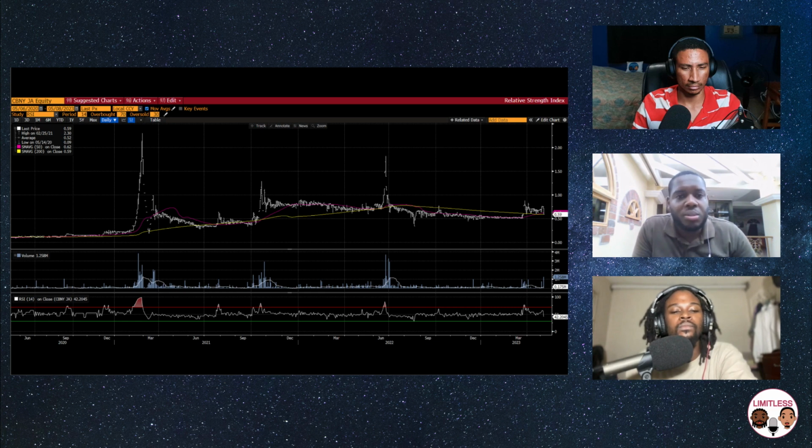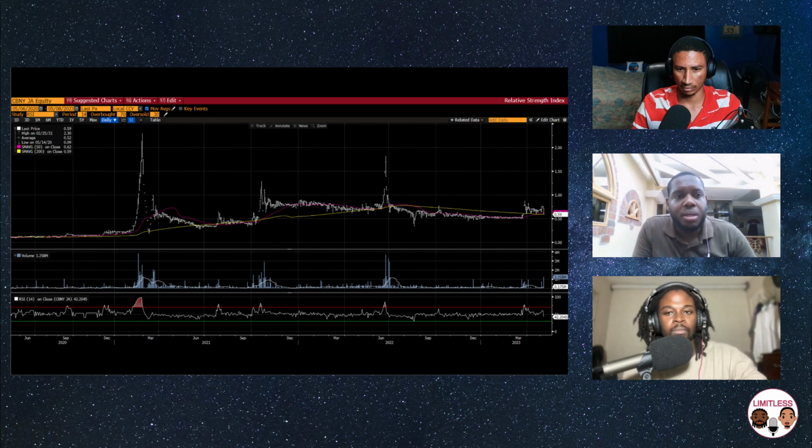So these are the things we talk about when we're talking about pumps and what they can look like. You see the 50-day shooting above the 200-day and then a crash thereafter. And it happens about 3 times in this graph. So those are some of the things that we can look for, as I mentioned in the guidelines.